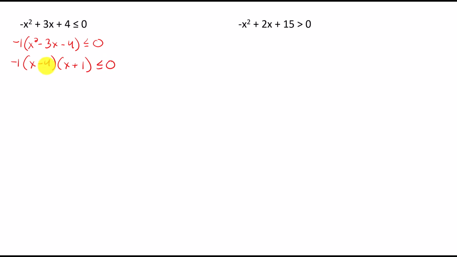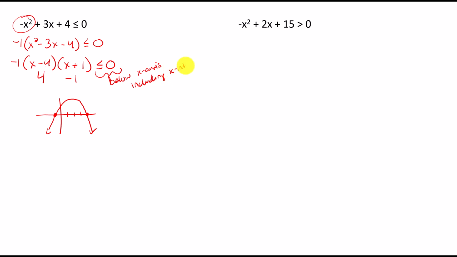Okay, so when I set this equal to 0, I get a 4 here, and when I set this equal to 0, I get a -1. So when you sketch a graph, you have a -1 here, and then an x-intercept of 4. Be careful because that's negative, so my graph opens down. And then I need to go back and look at my sign. I am asked for where is this graph less than or equal to 0. So again, that's going to be below the x-axis, but including the x-intercepts.